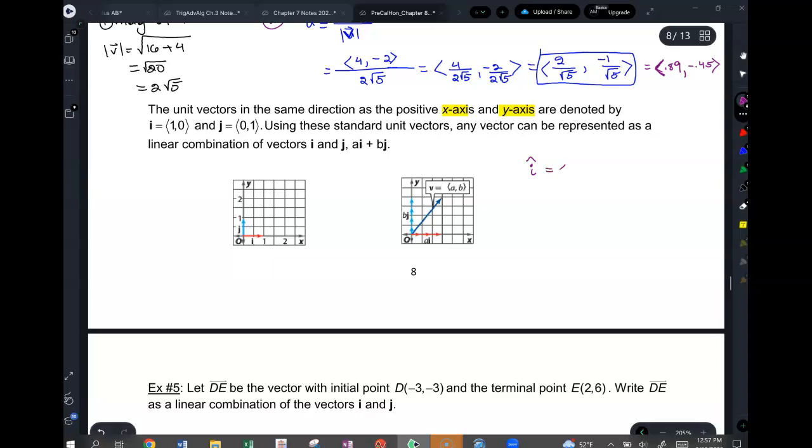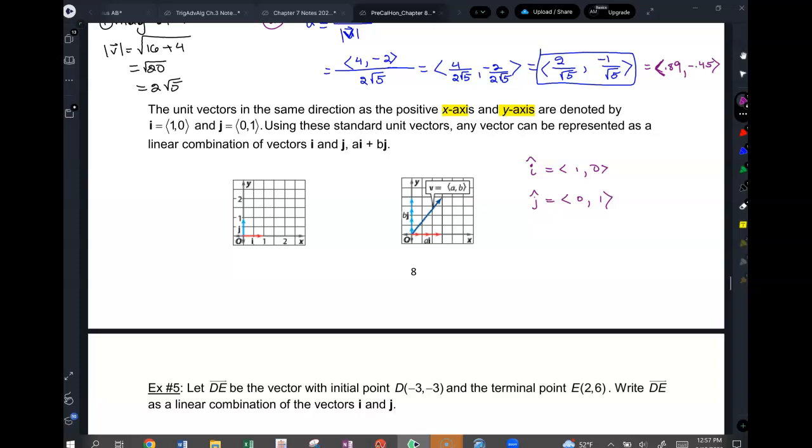So i hat has components 1, 0, because it's got 1 unit horizontally, 0 vertically. Its buddy is j hat. It's 0, 1. i hat and j hat. These are like buddies.